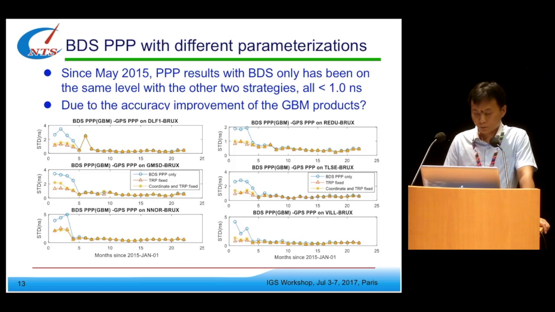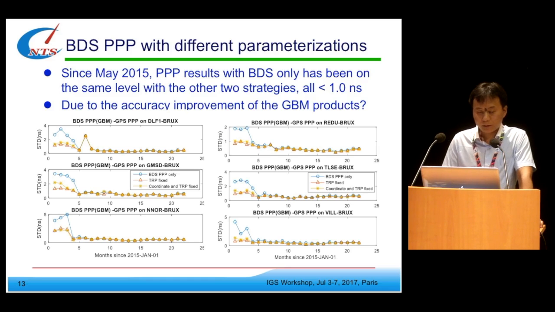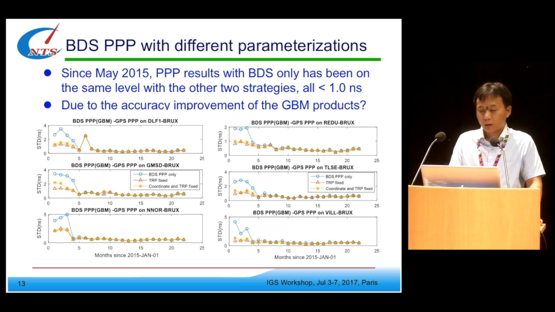So this slide shows results of BDS PPP. We can see that since May 2015, with the improvement of the products, the PPP results with BDS only have been on the same level with the other 2 strategies, and all the 3 strategies are below 1 nanosecond.